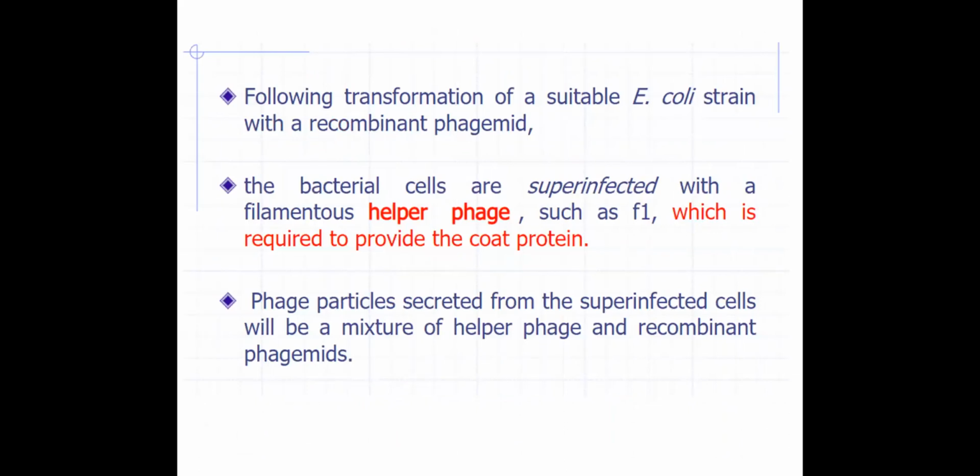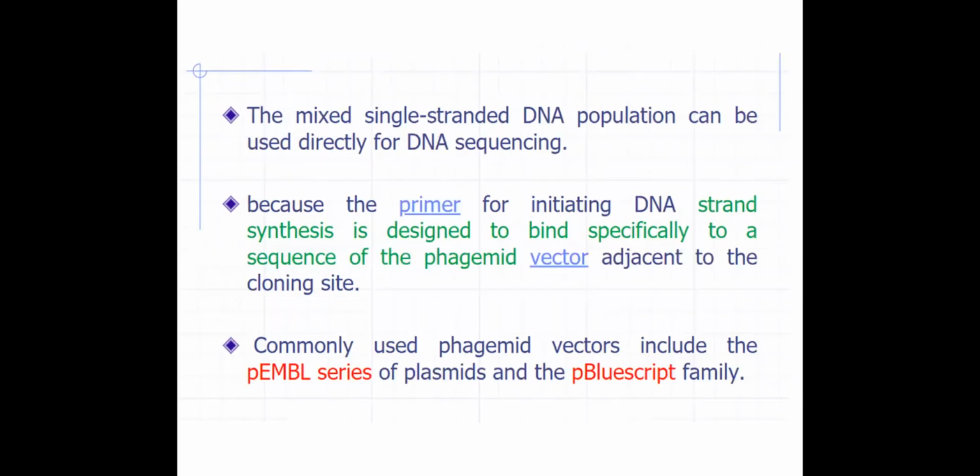Okay, and when it is transformed into a suitable host, like a suitable E. coli strain, then what will happen? When we use the phasmid vector, we need a helper phage. Helper phage is basically another non-virulent virus that actually codes for the capsid protein or the coat protein. So it basically helps in the packaging of your recombinant phasmid vector. Okay, and then the superinfected cell is where you can harvest the recombinant phasmid.